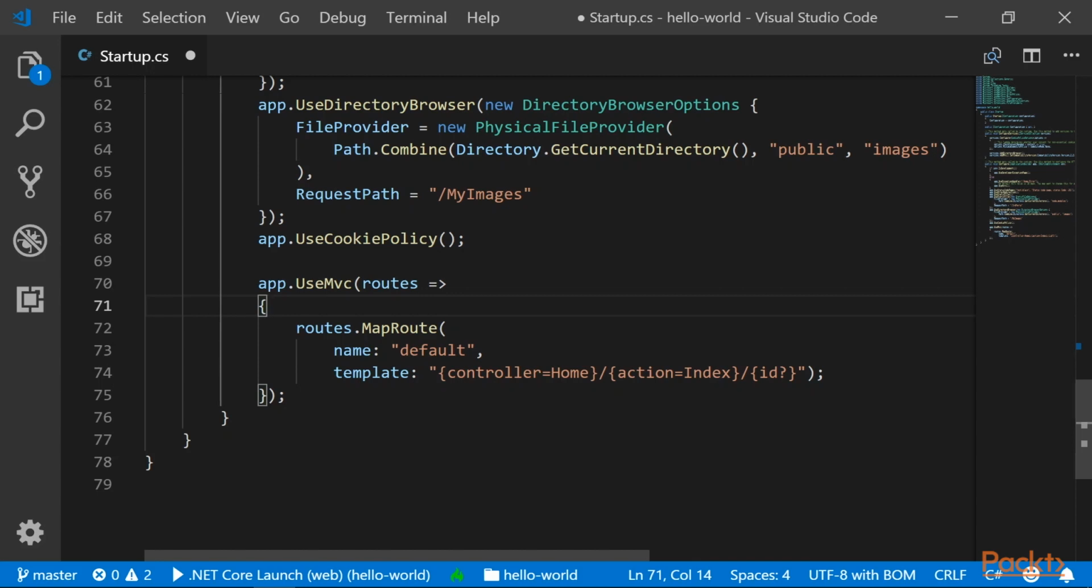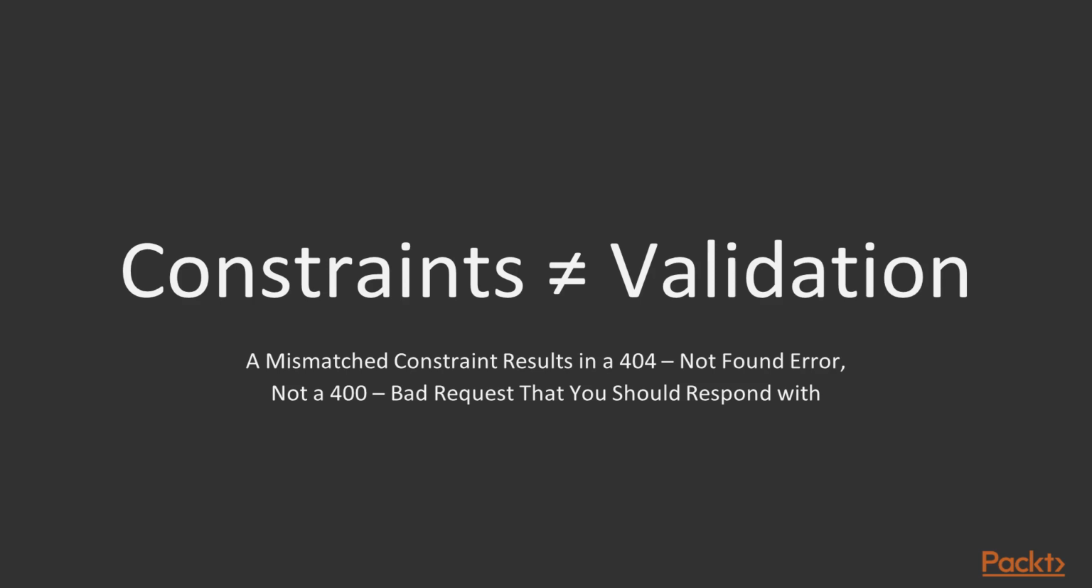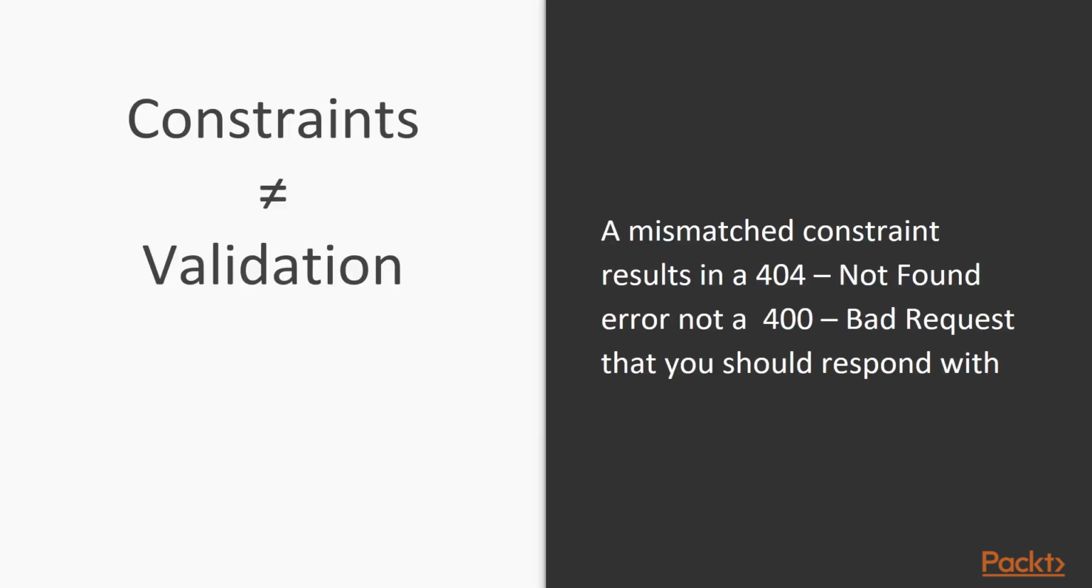You can add additional routes to this by having the more specific routes listed before the more generic routes. It's probably best to leave the default route in there and add additional ones above it. Reserved words that cannot be used as route names or parameters include action, area, controller, handler, and page. You can add constraints on the route's values, such as ID colon int, if you want to specify one route for an integer ID, or another for a GUID, for example, but you should not use this for input validation. Constraints do not equal validation. Continue to do input validation on your controller action. A mismatched constraint results in a 404 not found, not a 400 bad request like you should respond with.